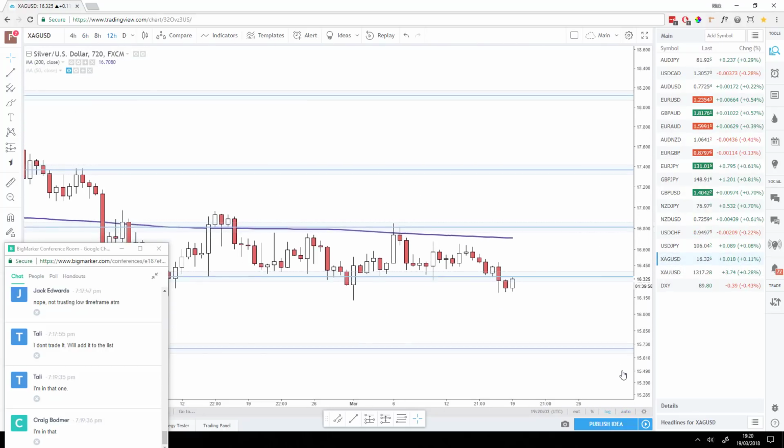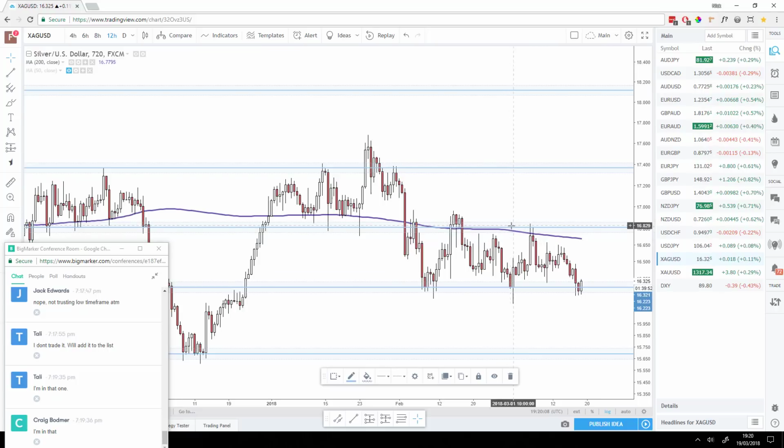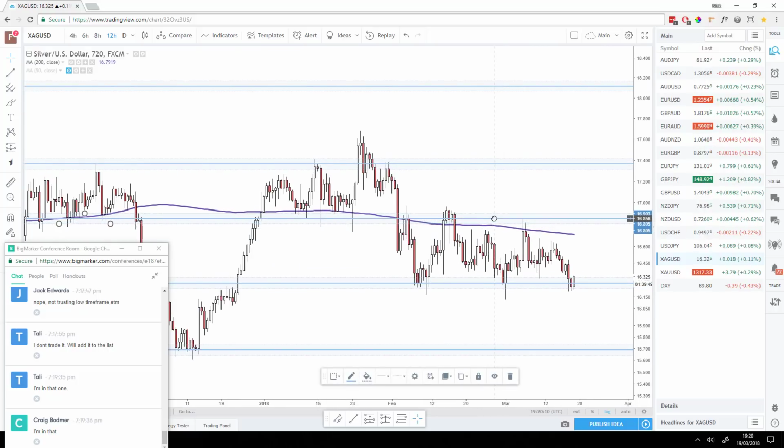Starting off with silver. Silver is still in this range. I'm going to adjust this one down a little bit, and probably adjust this one up a little bit. But silver is still in this kind of, I guess you would call it, well, it's not really a tight range, but it is a range.